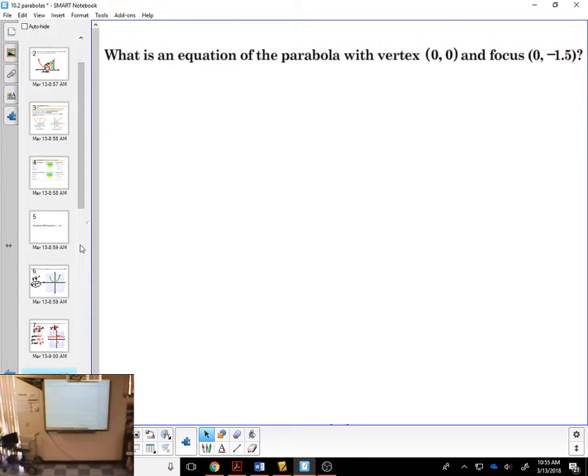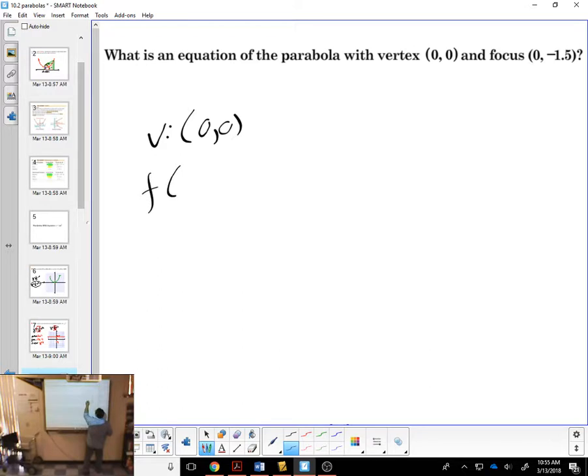They want an equation for a parabola where the vertex is at 0, 0, and the focus is at 0, comma negative 1.5. Let's do one. We'll do 1 minute. And if we need more, then we'll do more. I can always hit play again.